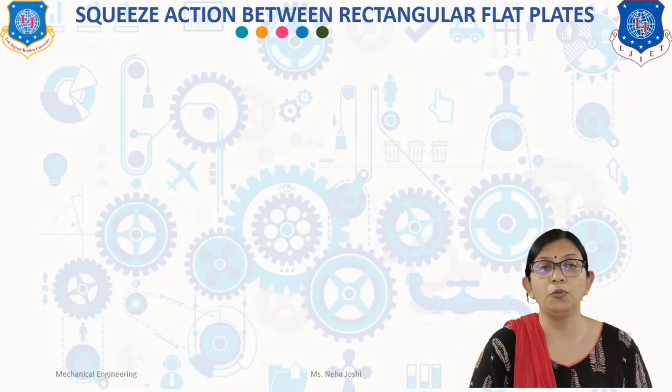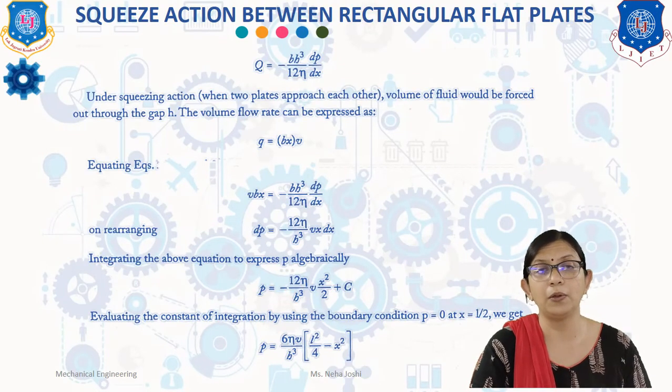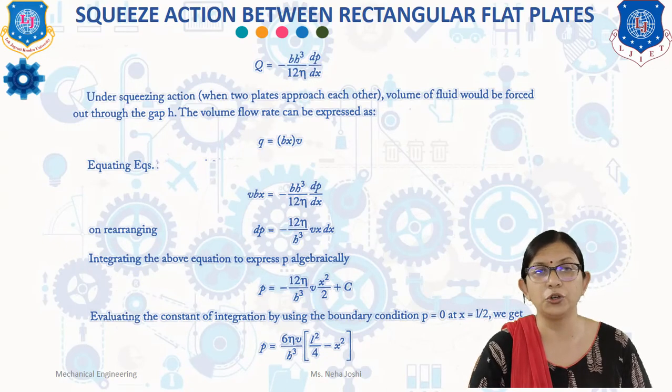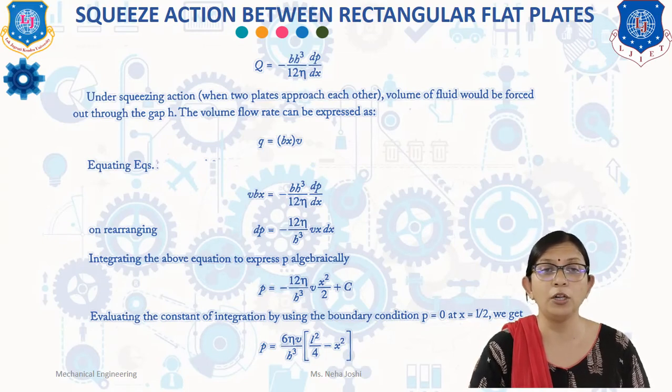Now we will derive the equation for the rectangular plates. Q is given by the equation Q is equal to minus B h cube by 12 eta into dP by dx. Under squeezing action, when two plates approach each other, a volume of fluid would be forced out through the gap h. The volume flow rate can be expressed as small q is equal to B into x into V. By equating, we get V into B into x is equal to minus B h cube divided by 12 eta into dP by dx.